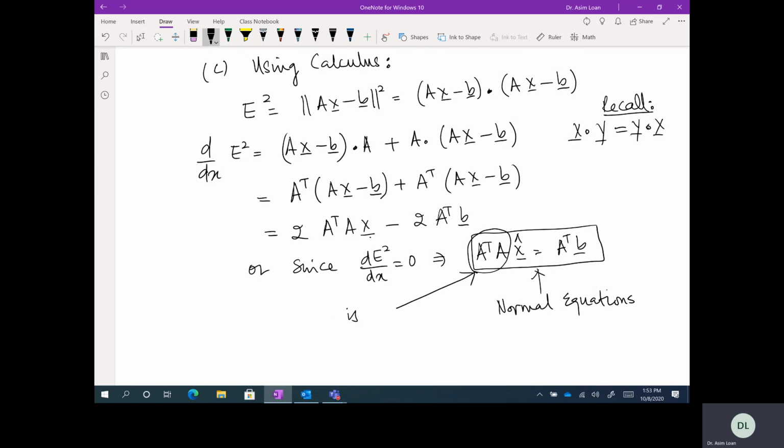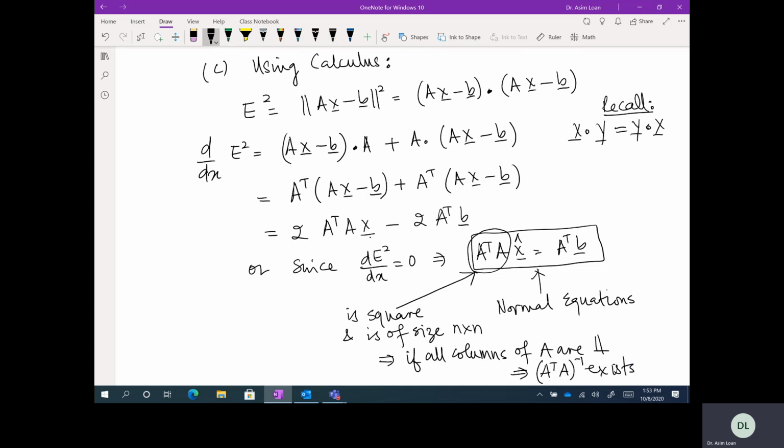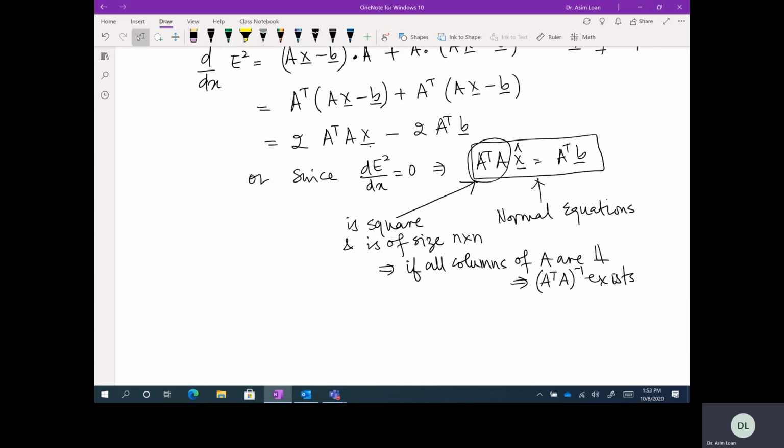And what about this matrix A transpose A? A transpose A is square, and has dimensions of size n by n, since A is m by n. This also implies that if all columns of A are independent, then A transpose A inverse exists. Because why? Because all the columns of A are independent.